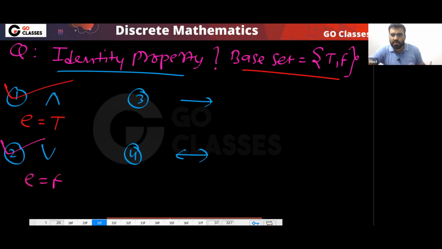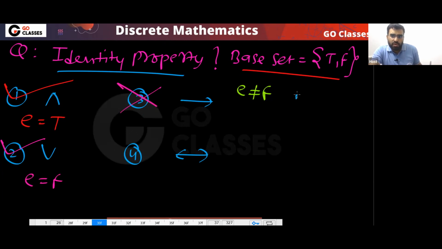What about implication? Is there any identity element for implication? Yeah, implication does not have any identity element. There is no identity element for implication. See, E is not equal to false. Why? What is the reason E is not equal to false? Can anyone tell me? Identity element is not false.